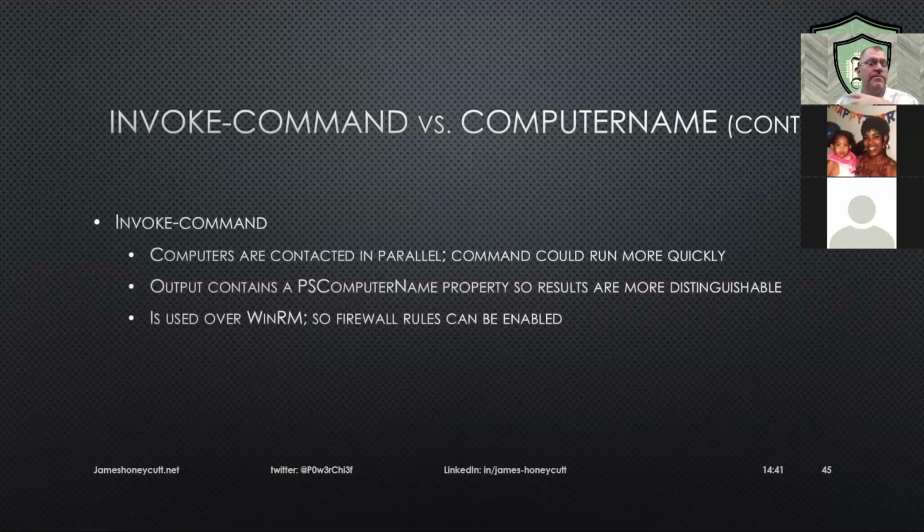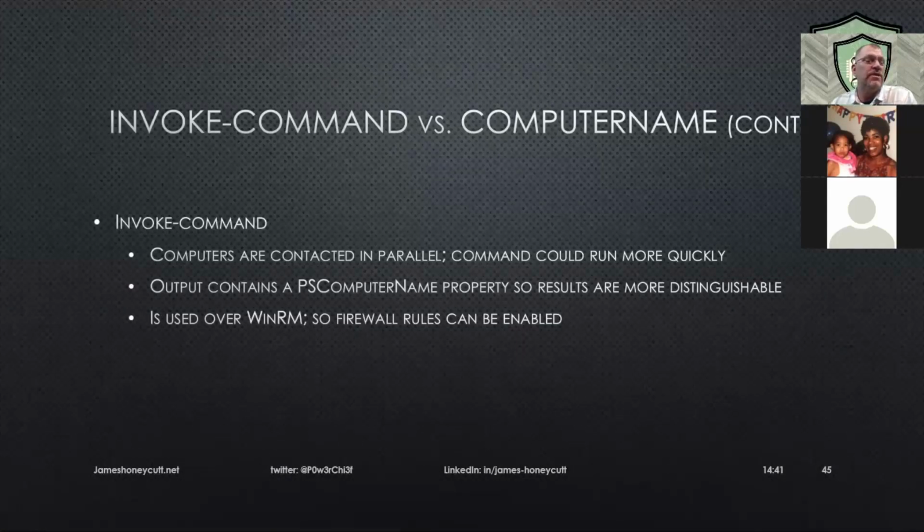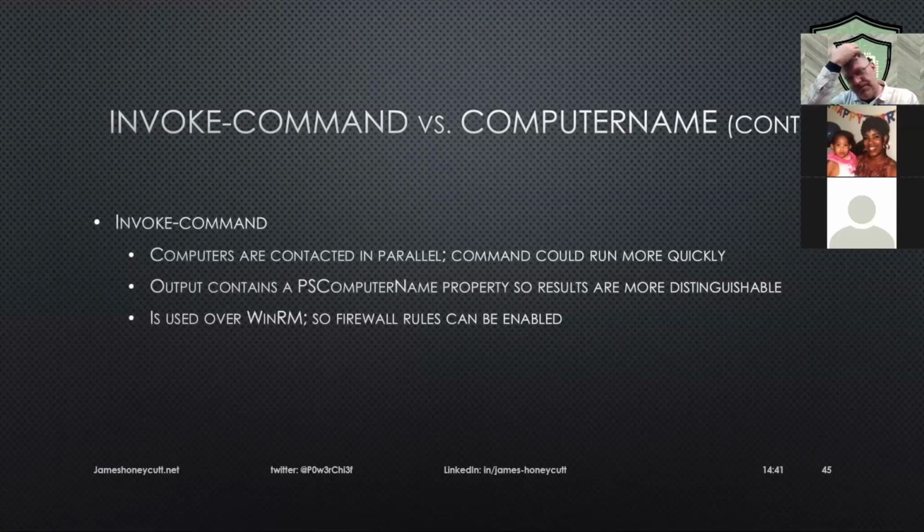It's used over WinRM, so you can actually configure firewall rules and things like that. Whereas if you use the computer name parameter, each commandlet does it differently, so there's no one way to secure it, essentially. But with the invoke command, you know that it's going to be using certain ports, and so you can open up those ports for the firewall.